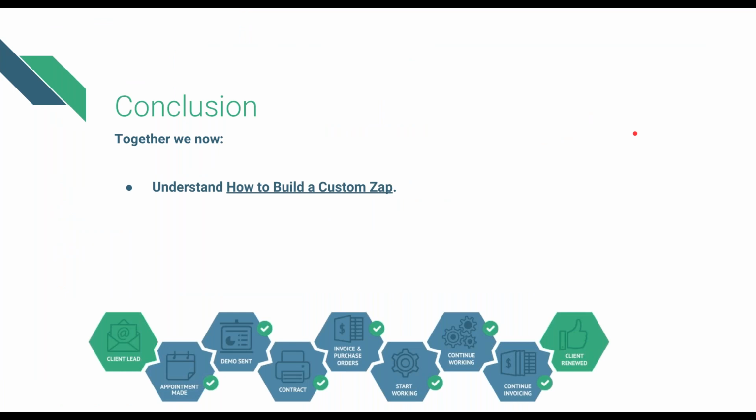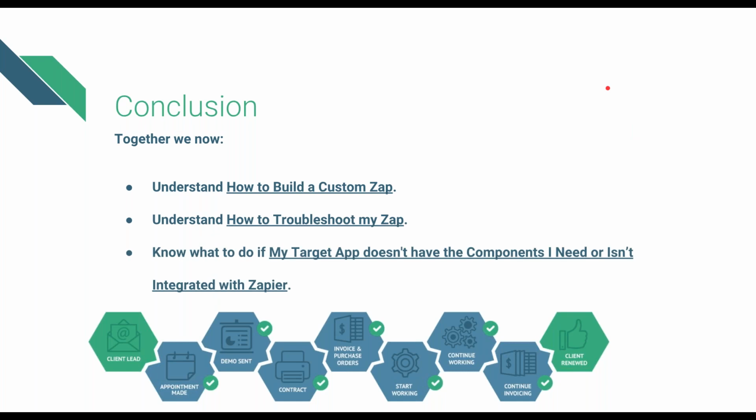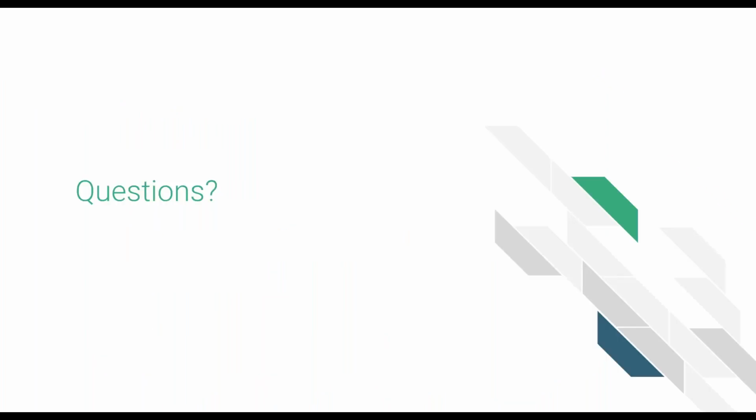presentation. So you now should understand a little bit better how to build a custom Zap. Obviously, there's a lot more that can go into it, and we'll cover that in future webinars. You know how to troubleshoot the Zap to some degree or another. Use Zapier help when needed, but remember to go back to the source. You know what to do if your target app or components aren't integrated. And we've got a little bit of time here for some more questions. Any other questions that we wanted to go over?